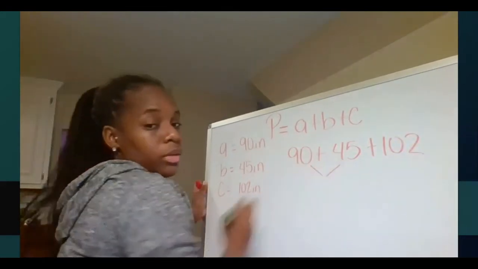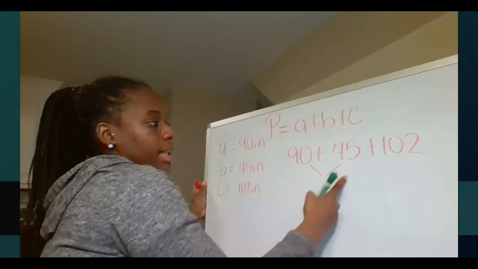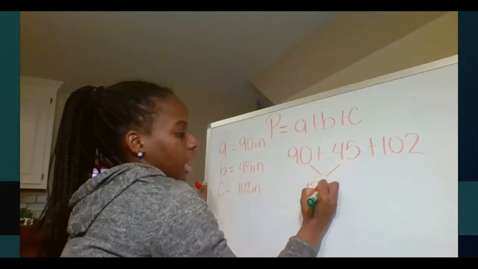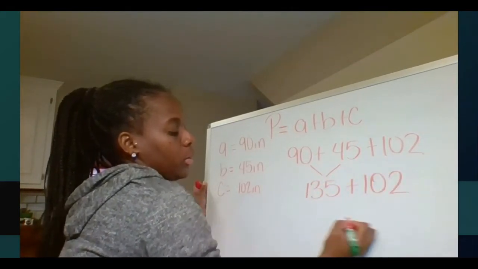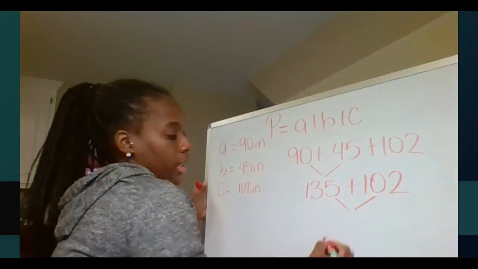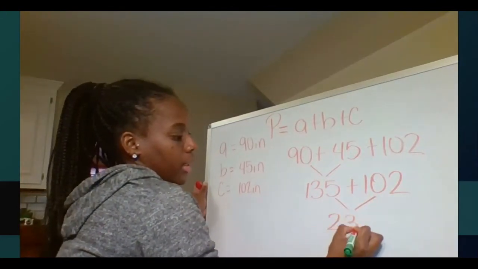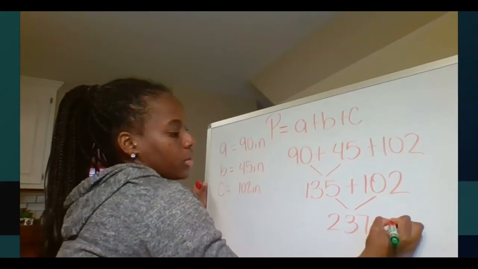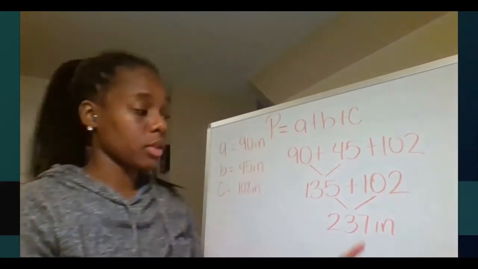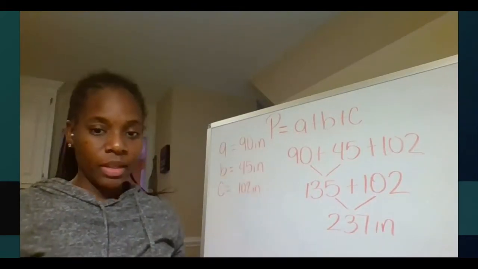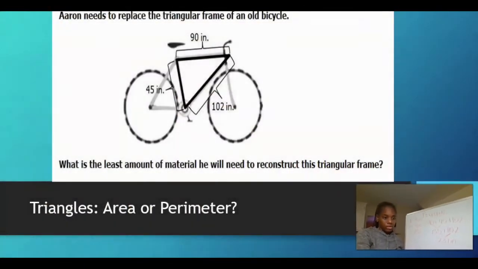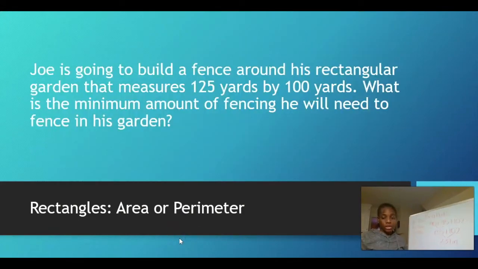So I'm going to take these two and add them together first. 90 and 45 gives us 135, and then plus 102, combine them together to get a total of 237 inches. Notice we did not put square on there. All we had to do was put the unit that we started off with, okay? So it's really just that simple when it comes to reading and making sure that you're breaking down what the question is asking. Now we'll jump into the next slide, which we're talking about rectangles.